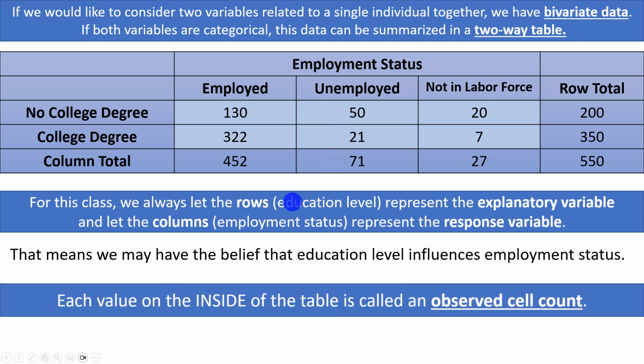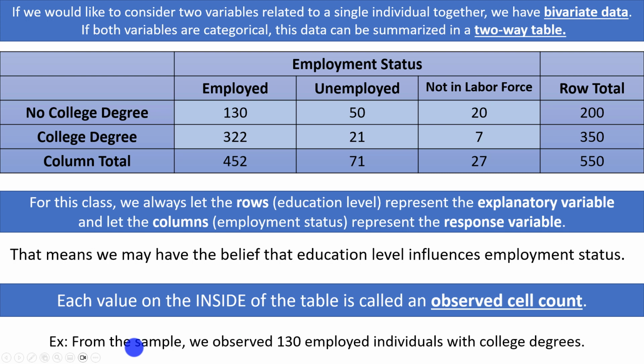Now, another term here that we might use sometimes is observed cell count. And by that, we just mean every single value inside of the table is just something that we've observed from our survey. We've observed that 21 people had a college degree and were unemployed. That would be considered an observed cell count. There's something later that we will talk about in the context of what is called a chi-square test of independence, called an expected cell count, but we will worry about that later. For here, we're just worrying about the observed cell count.